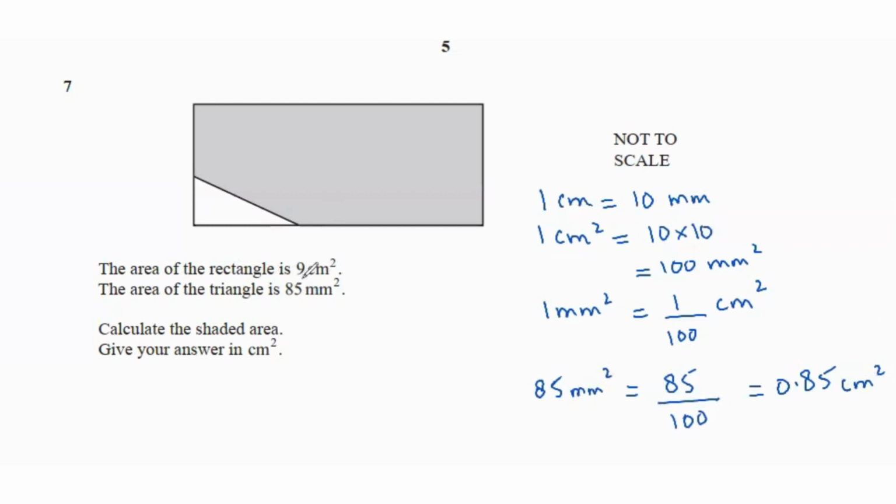So now we subtract the two values, 9.00 minus 0.85 to calculate the shaded region, which is this part. So that's going to equal 8.15 centimeter square.